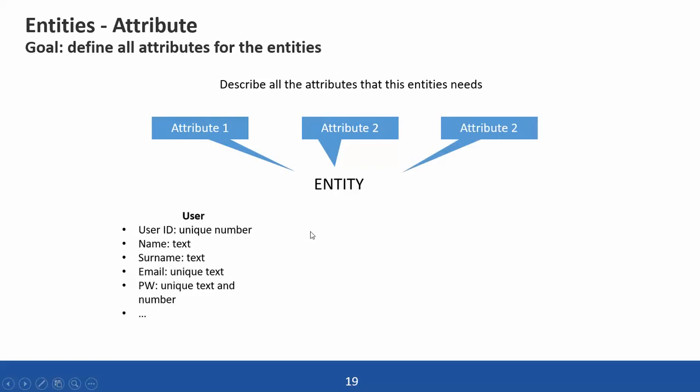In our example with the online shop, a user has an ID, a user has a name, a surname, an email, a password. And you can see how it's important because every one of these attributes you define here will later be a field in your wireframe. You have to put it somewhere in your application so somebody can enter the name and the surname. And you see the mistake I already made.